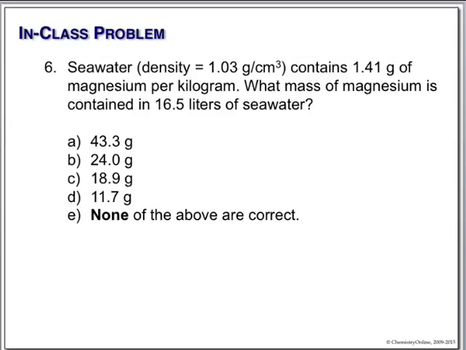Most people just think of seawater as being salt water. It turns out that there's a huge amount of magnesium in it. There's also literally gold dissolved in seawater, lots of gold. But if we have seawater with a density of 1.03 grams, and we find that it has 1.41 grams of magnesium per kilogram, and we have 16.5 liters of seawater, how much magnesium do we have? Now, there are a lot of individual calculations here. I probably wouldn't put something this complicated on an exam.